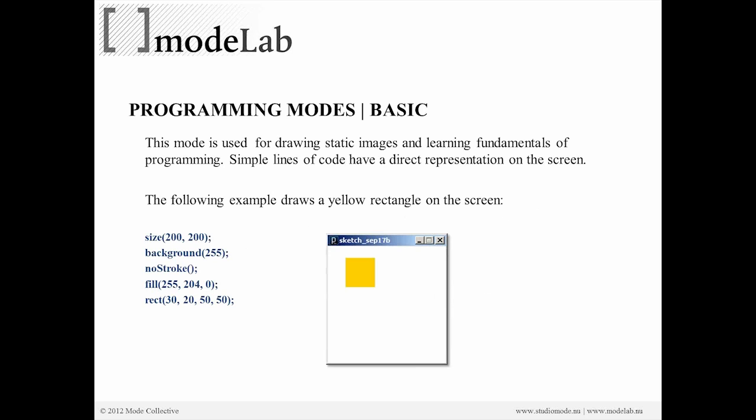So if we were to think back to the last exercise, we were using a basic programming mode. It's used for drawing static images and learning the fundamentals of programming. Simple lines of code have direct representation in the display window. And if you were to write some code, as we see here on the left, as an example, you'd end up with a single yellow rectangle drawn in the upper left-hand corner of the display window.